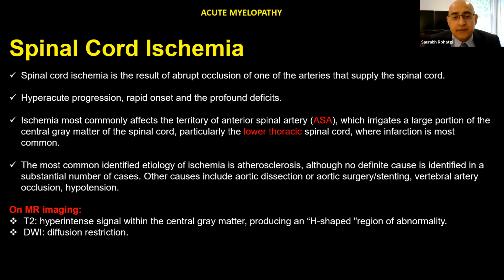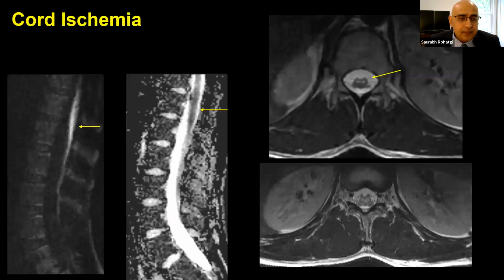Ischemia most commonly affects the territories of the anterior spinal arteries, and the lower thoracic spinal cord is where it is most commonly involved. The most commonly identified etiology is usually atherosclerosis, but most oftentimes you do not find a cause of why there is spinal cord ischemia. On MR, there'll be T2 hyperintensity within the central gray matter, producing an H-shaped region of abnormality.